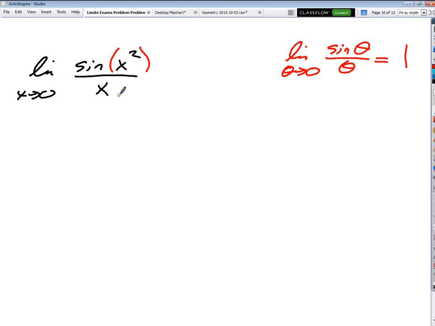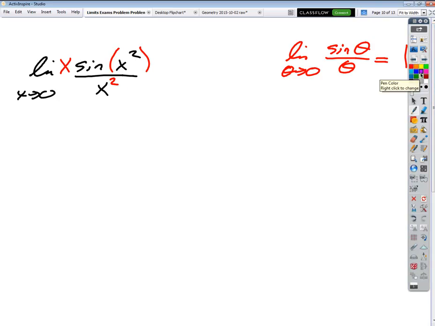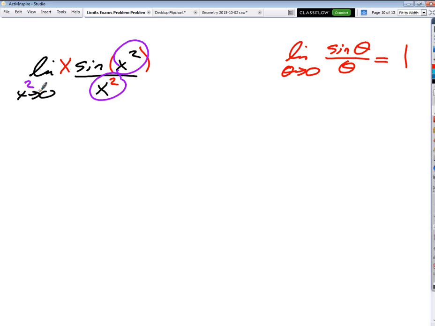Would everybody agree that if I multiply by x over x, on the top I get x times that sine function, and on the bottom x times x is x squared? Now look what happens: we've got our theta. All we need is x squared approaching 0, which is fine, because as x approaches 0, x squared approaches 0. That's a freebie. If it was like this, it's 1.